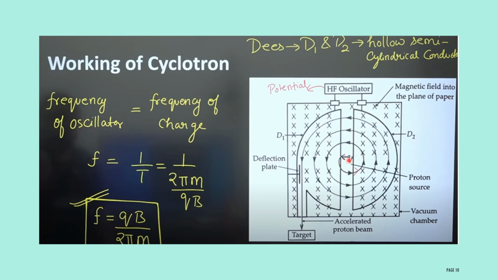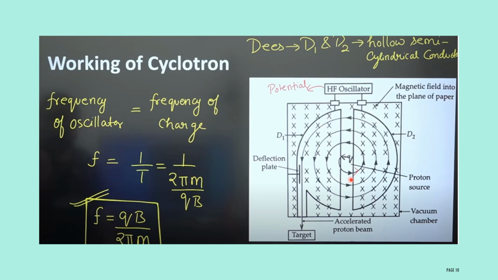This is the direction of the electric field. Because of the zero electric field, it will experience only the magnetic field. Therefore, the proton will change its direction. Consider this is the first case. In this case, this is the direction of the electric field. Then when it reaches D2, again the direction of the electric field will change. Before, this was the direction of the electric field. When it reaches D2, this is the direction of the electric field.